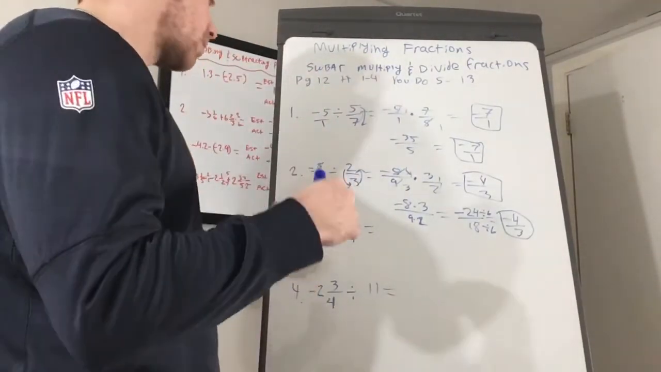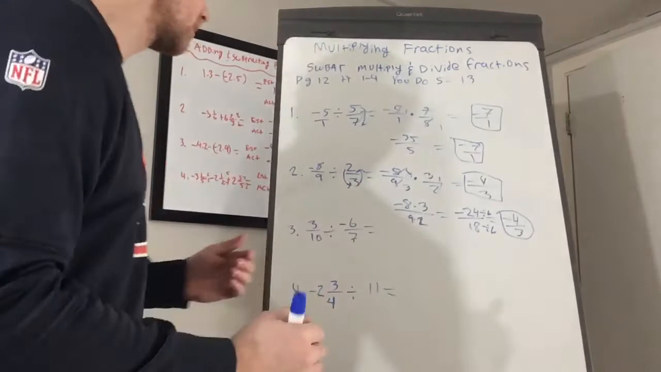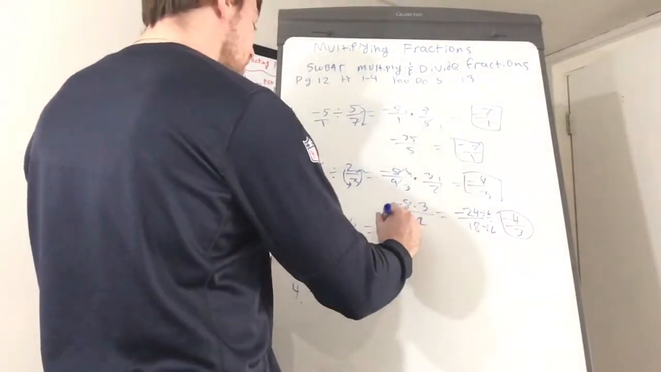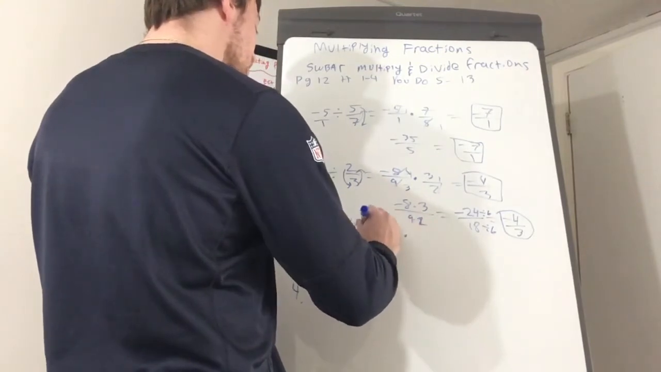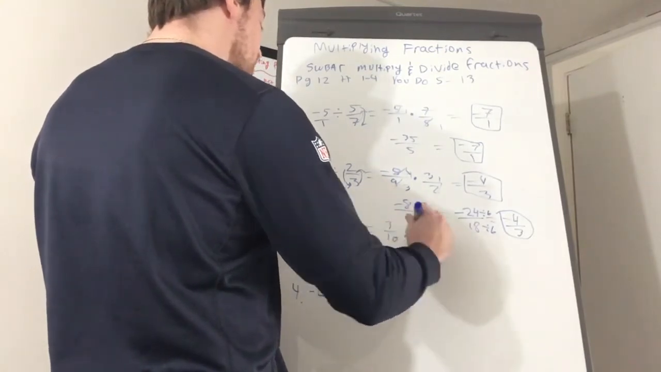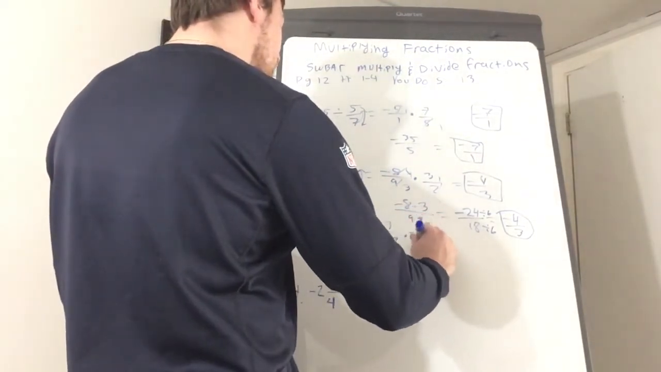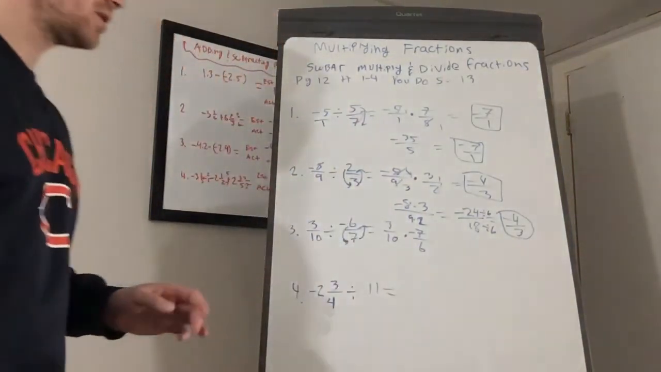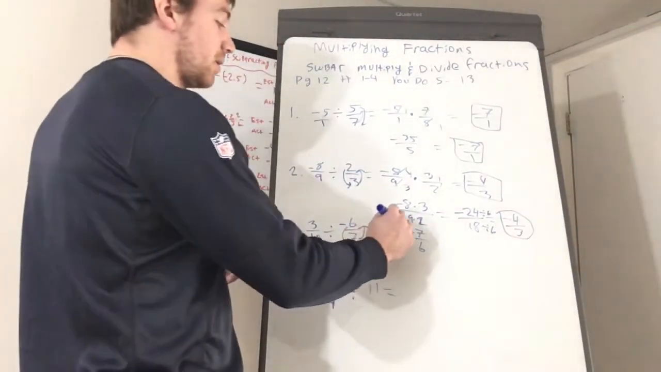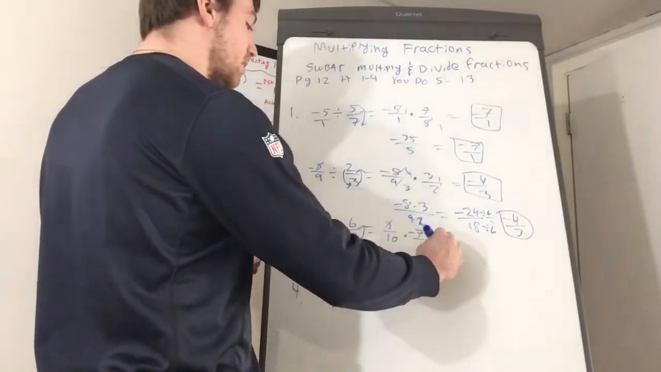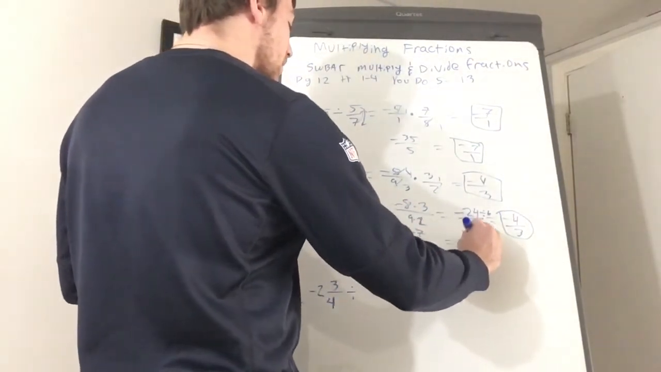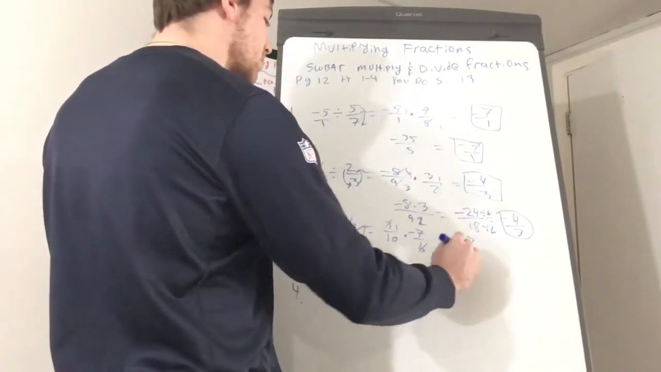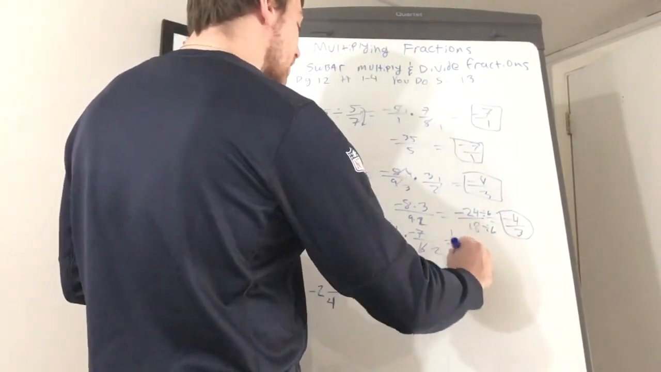So go ahead. I'm going to work with this one now. First step, rewrite it. 3 over 10 times, 7 goes to the numerator, 6 goes to the denominator, negative 7 over 6. What do you see? Well, I see a 3 here. Cancel that out. 3 here. This becomes 2. 1 times negative 7 is negative 7. 10 times 2 is 20. So negative 7 over 20.